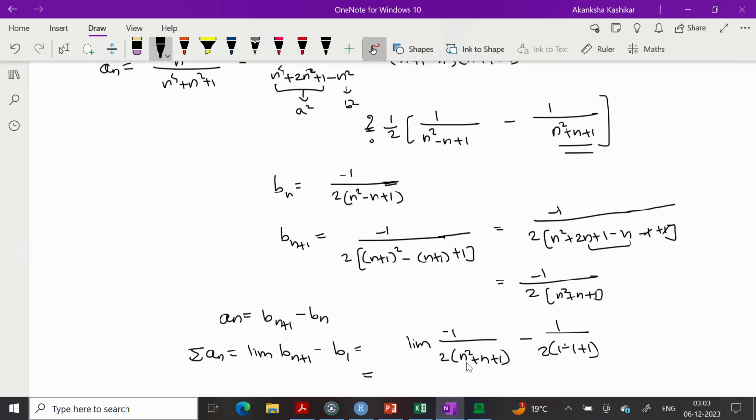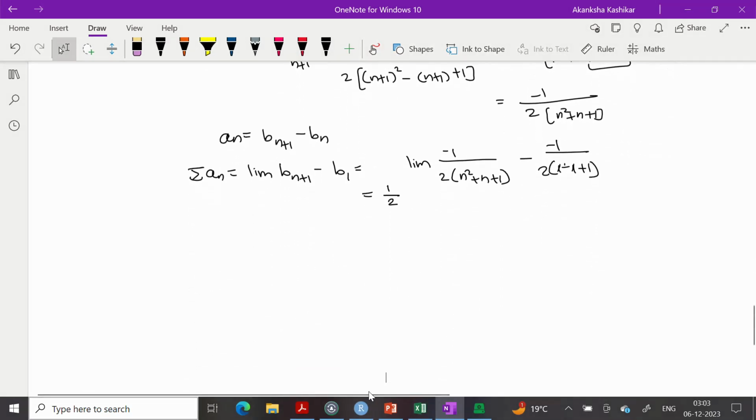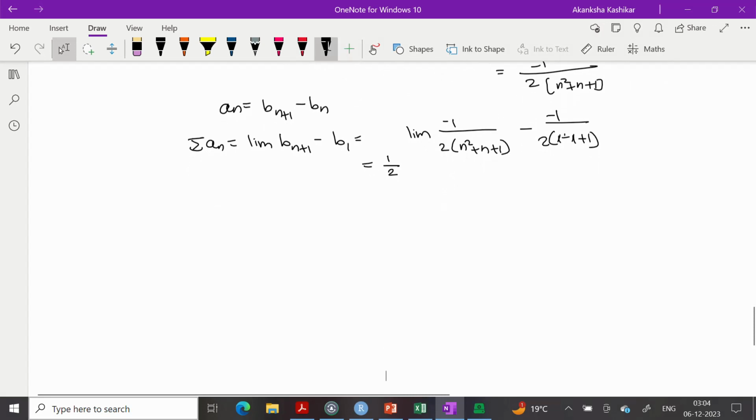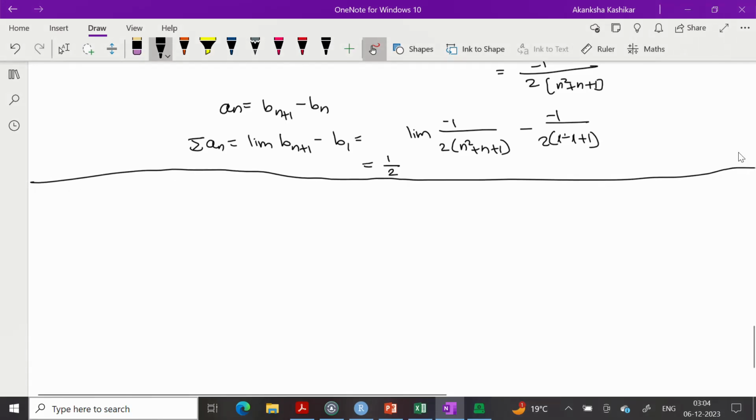So here, because n is going to infinity, the first term will go to 0. So I am left with minus, and of course this minus sign is there. So minus minus plus, so I am left with half. So this series, even though it looks complicated, converges to half. This tells us the importance of telescoping series in evaluating limits or sums of series where the sums look difficult.